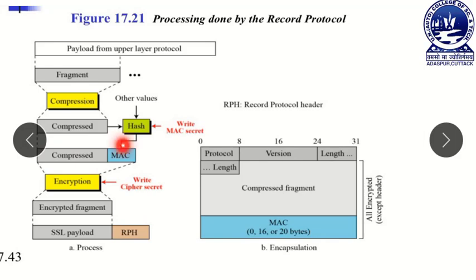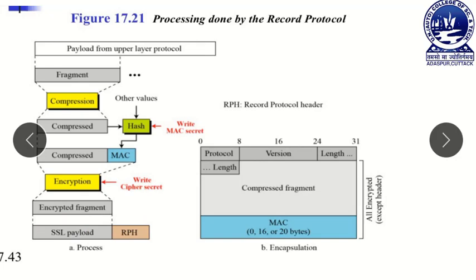When this MAC value is appended to our compressed message, after that this compressed message and the MAC value both are encrypted by using some encryption algorithm. Here it uses the write cipher secret to encrypt the compressed message and the MAC value. After encryption, it produces the encrypted fragment. When the encrypted fragment is produced, then this encrypted fragment is called the SSL payload.